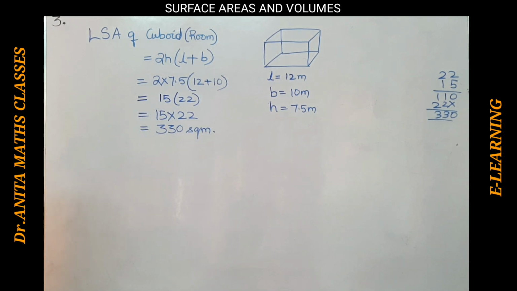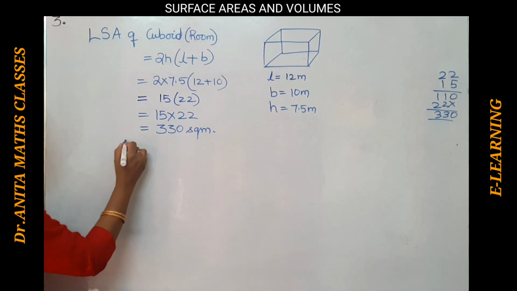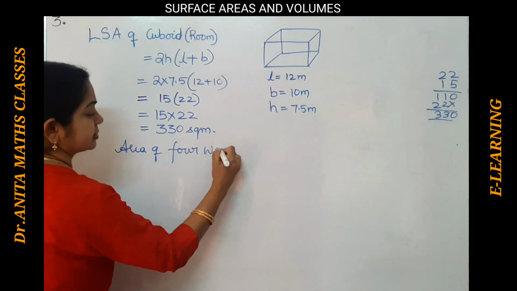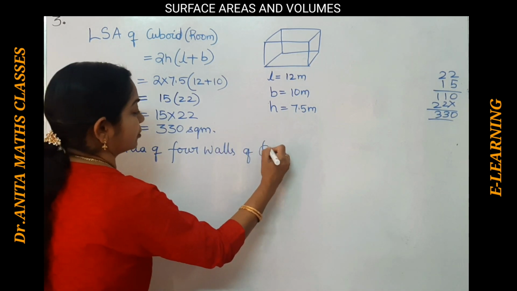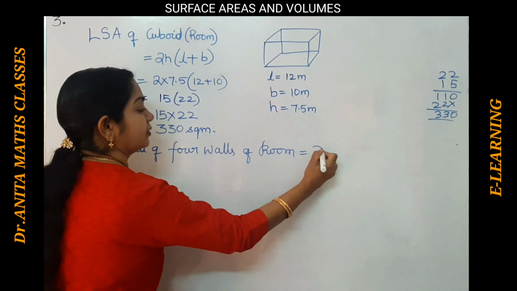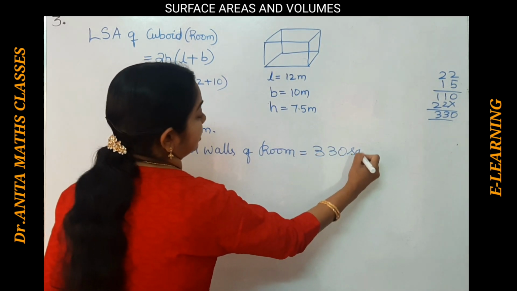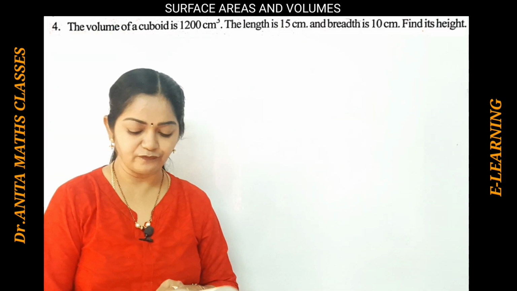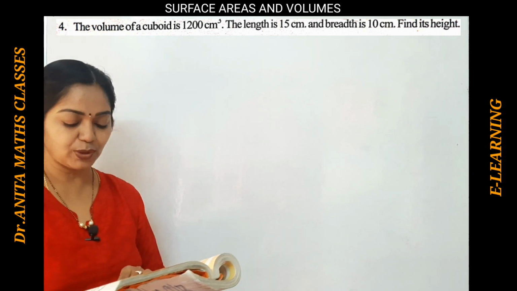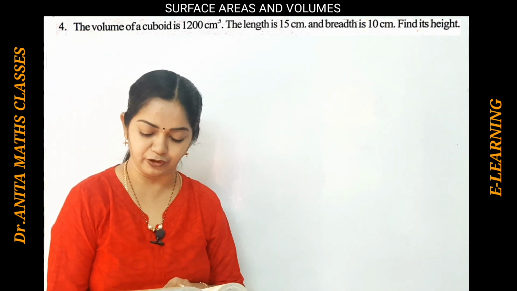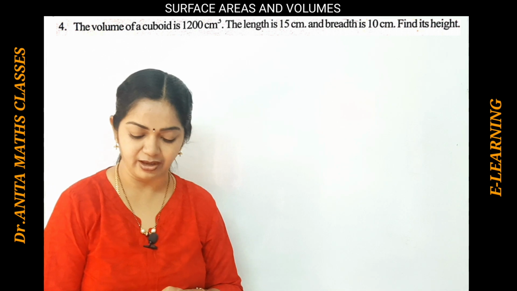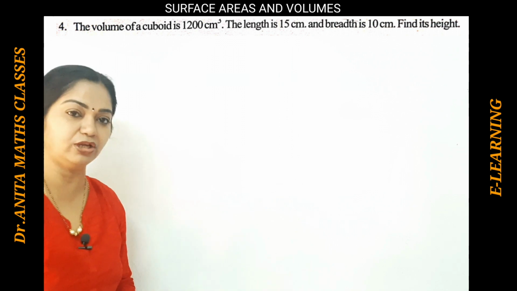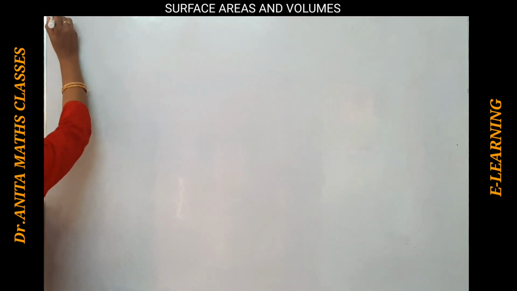Okay, so this is the area of 4 walls of the room. We found it as 330 square meters. Right. Pause it and note it down. Fourth problem. The volume of a cuboid is 1200 cubic centimeters. The length is 15. The breadth is 10. Find its height. Here clearly all the dimensions are given and also the volume is given. Right. This is the fourth problem.